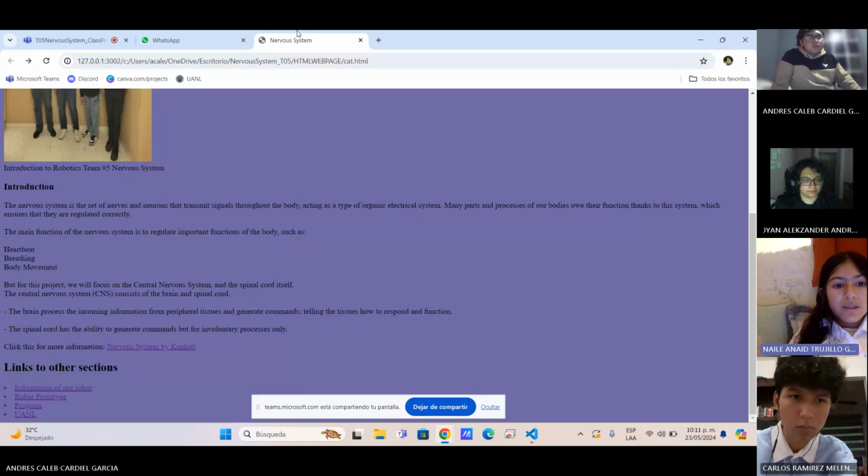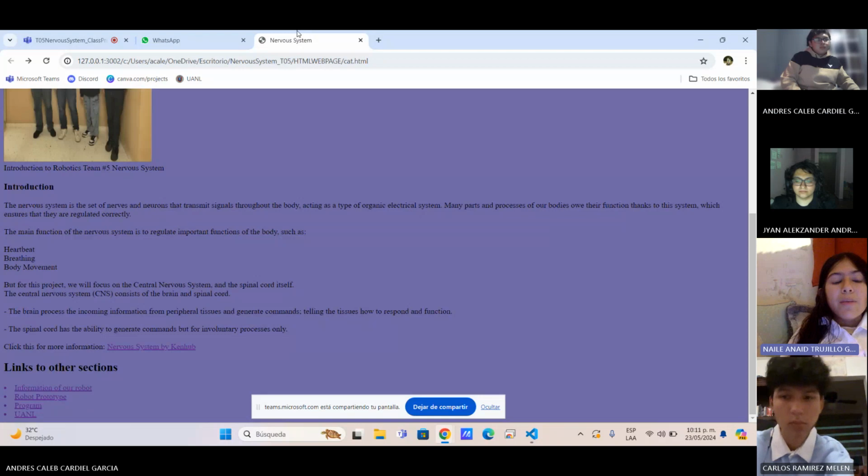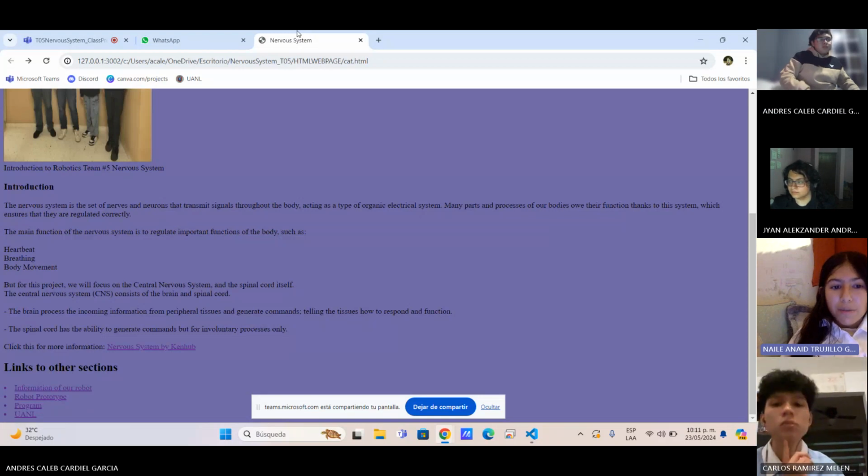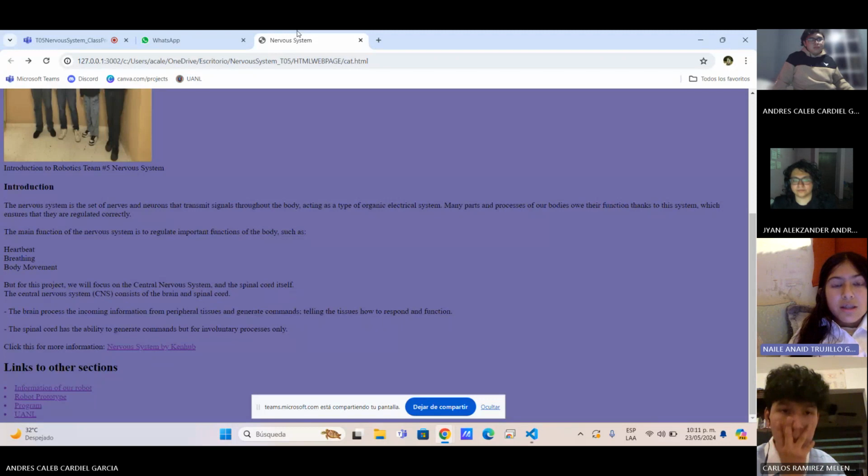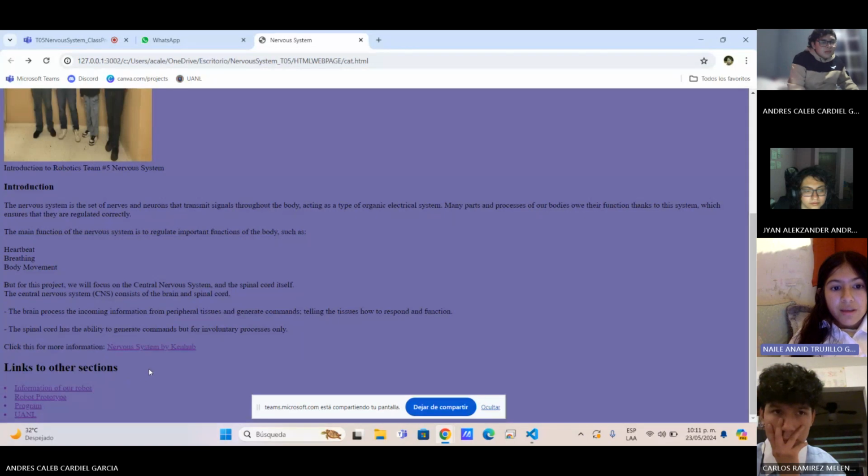The central nervous system (CNS) consists of the brain and spinal cord. The brain processes the incoming information from peripheral tissues and generates commands, telling the tissues how to respond and function. The spinal cord has the ability to generate commands but for involuntary processes only.